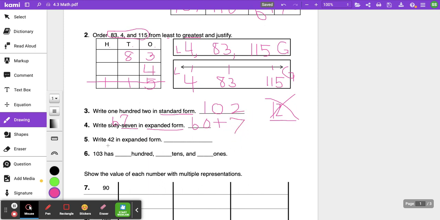Number 5 asks you to do the same thing. Write 42 in the same expanded form. Go ahead and put in your plus sign. And you're going to tell me what is the value of the tens, what is the value of the ones. Pause the video until you're ready.